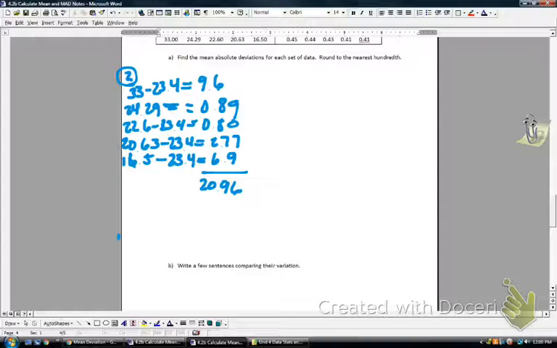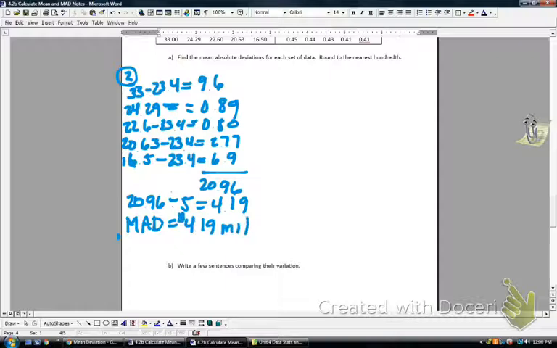Okay, then in the second step, I've done each data point minus the mean, and I've added all of those up. And then I'm going to take 20.96 divided by 5, that's how many are in my data set, and I get 4.19. So the mean absolute deviation is $4.19 million.